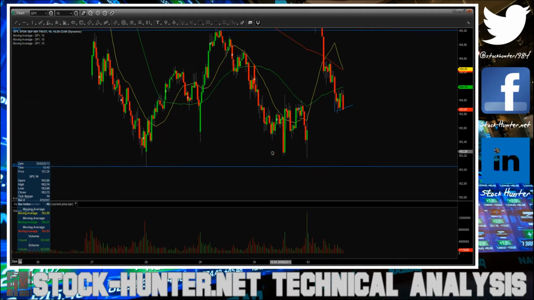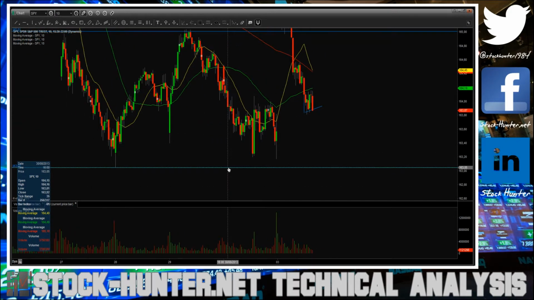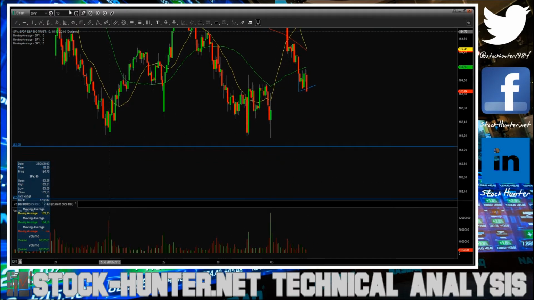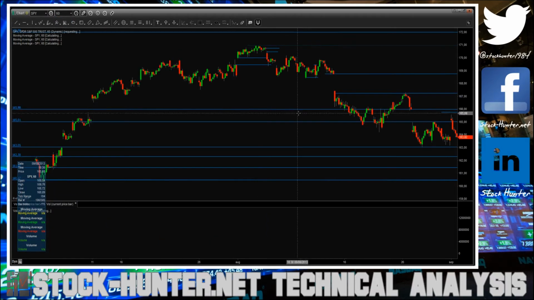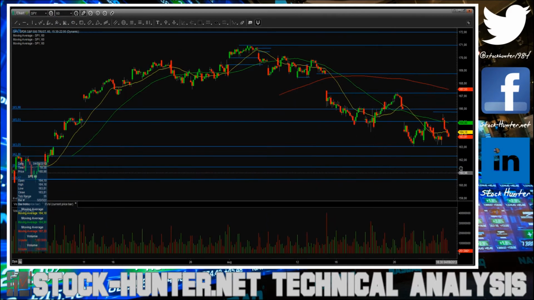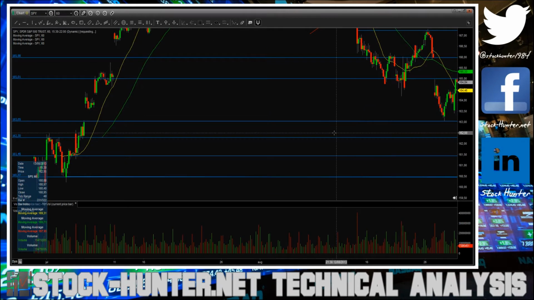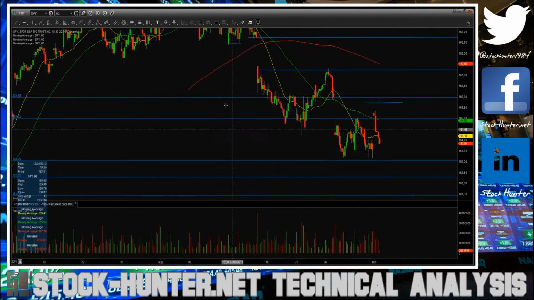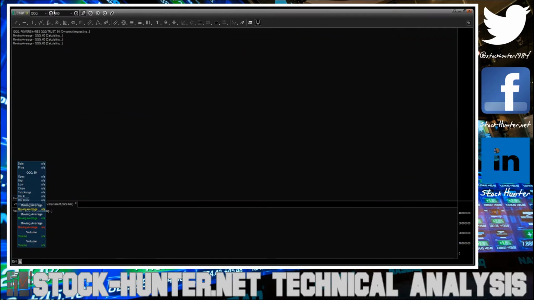Now the first big support level on the SPY will be this 163. Maybe we can see this tag today. And then let's find some other levels here. The first level that I see will be this 162.30 on the downside as a major support, and then this 161.45.